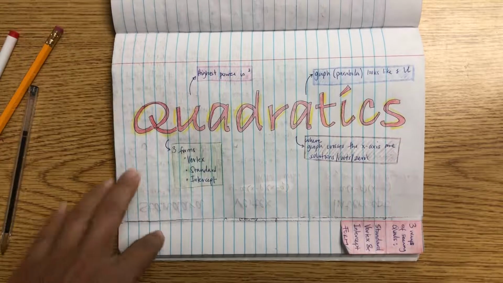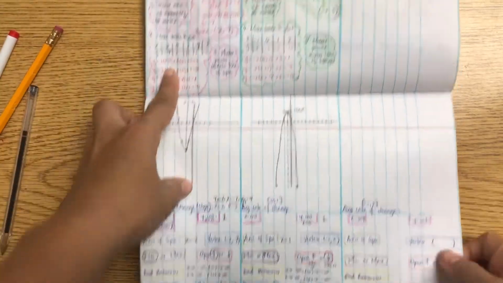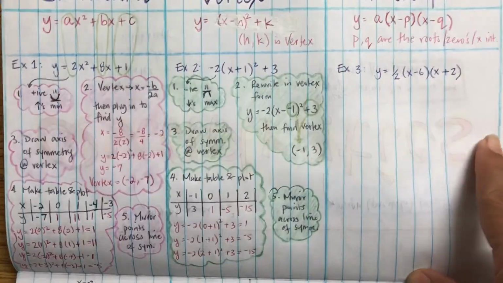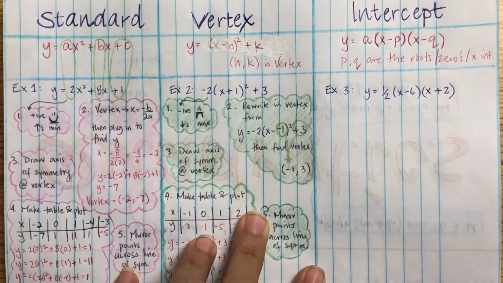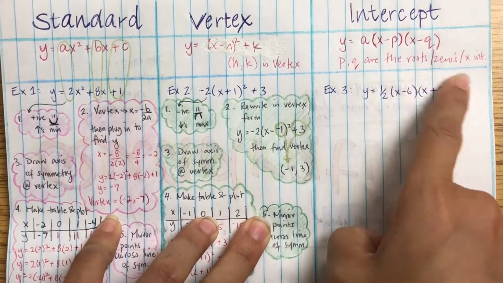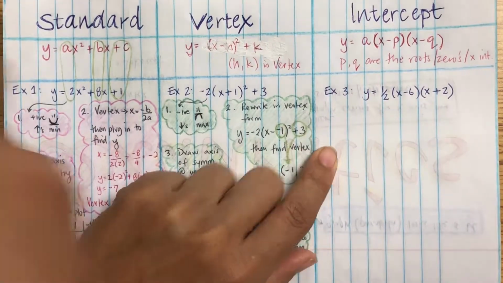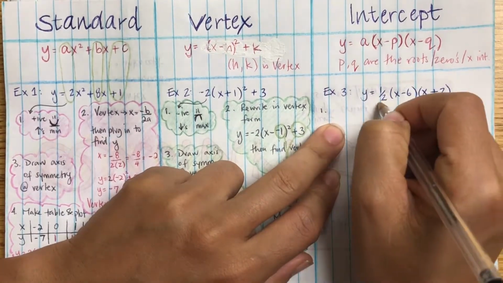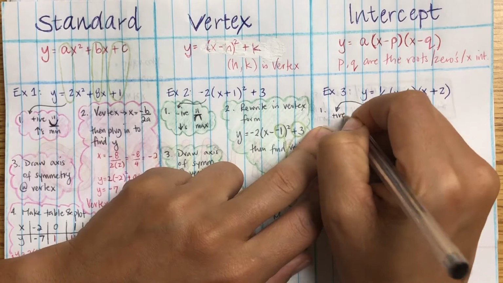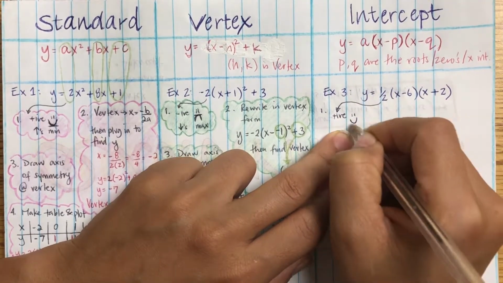Alright, so let's take a look at Intercept Form. So again, open up the tab into the different forms, and just like before, we're going to do the exact same thing. So this is another way you could see the quadratic. So it will look like that, where P and Q are the intercepts of the x-axis, or otherwise called the roots or the zeros. So first step is always going to be, is the number outside positive or negative?